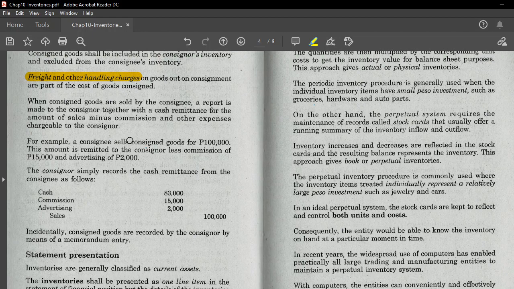There's an example. A consignee sells consigned goods for 100,000. This amount is remitted to the consignor less commission of 15,000 and advertising of 2,000. So what if, going back to Watson's, Watson's did something? Watson's said, "Hey, M&M, your products don't seem to sell well. Let's advertise." And M&M said, "Go!" Who will pay for that advertising? Who benefited in the first place? M&M. Therefore, the advertising expense incurred by Watson's will be paid by M&M.